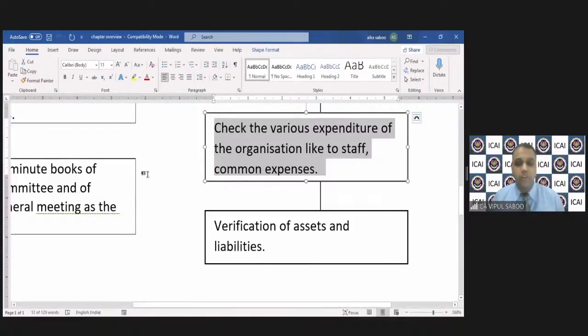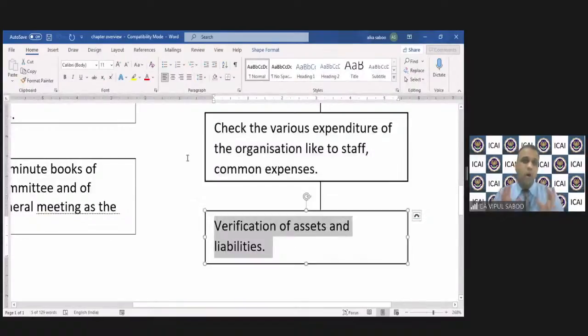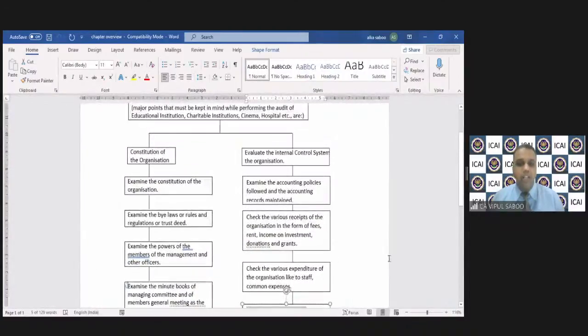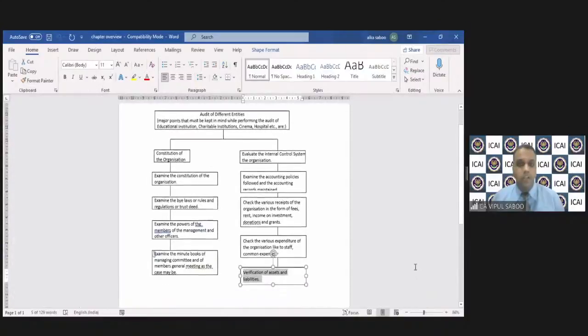And verification of assets and liabilities is common. You have done it in chapter 9. So you see these common points. What are these common points? They are nothing but what you have done till now during your audit journey. Whatever chapter of audit you have done, you can place it over here. So the whole journey of audit, whatever we have read and learned, we are going to apply in this chapter. So let's move ahead.